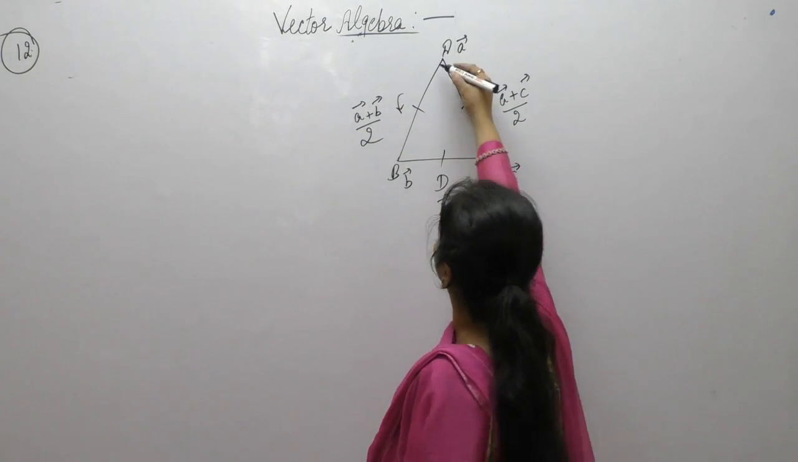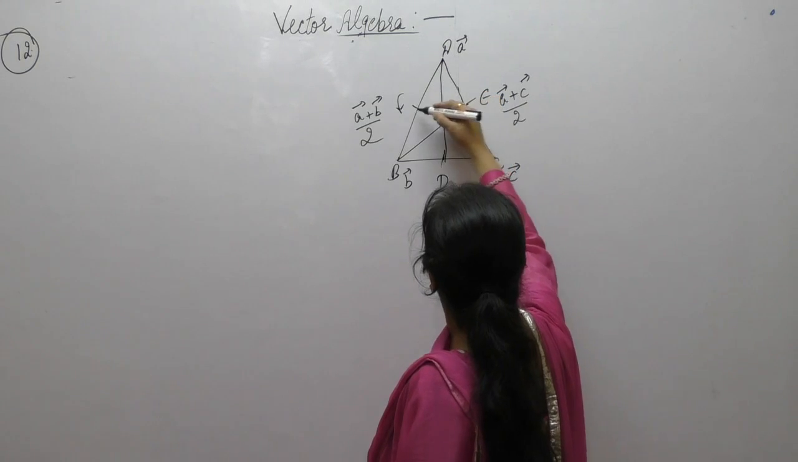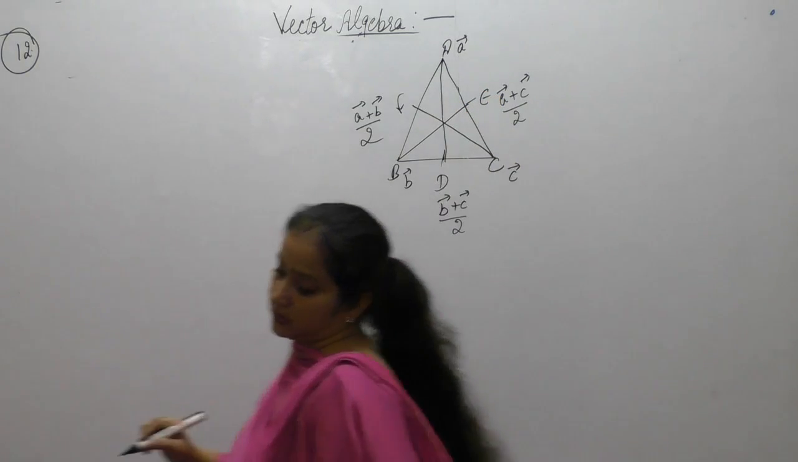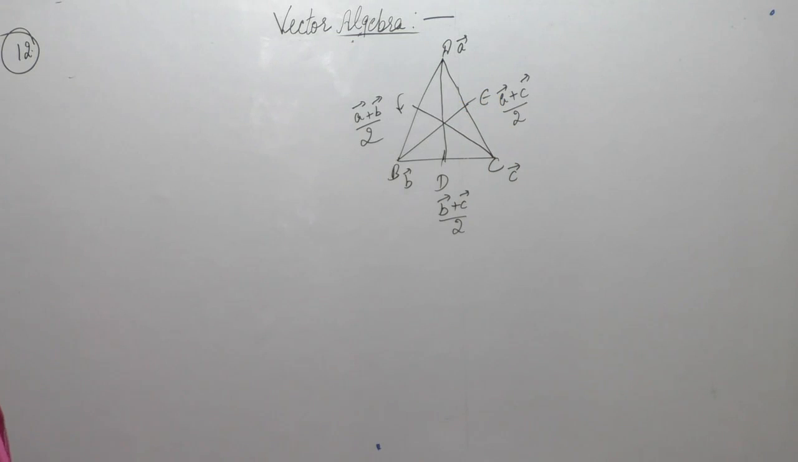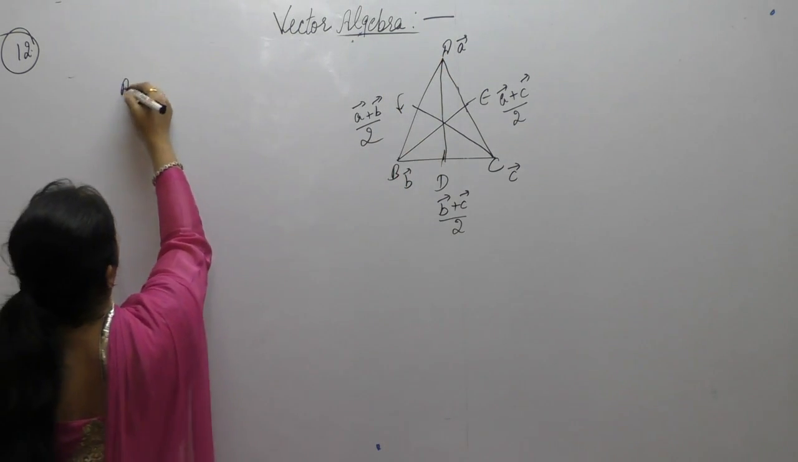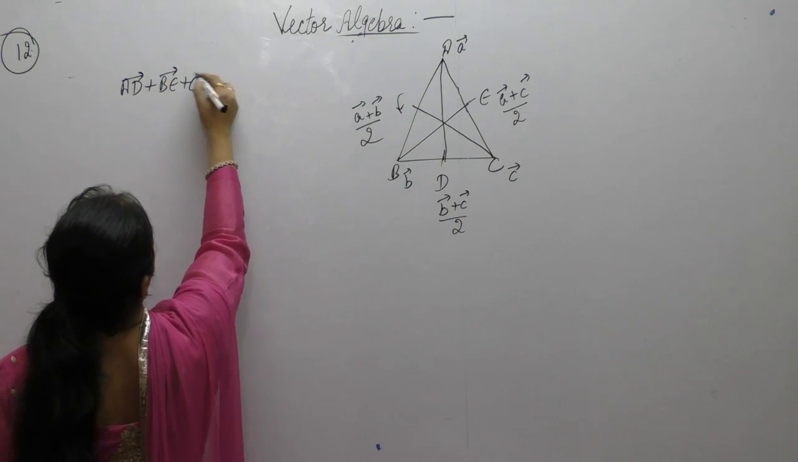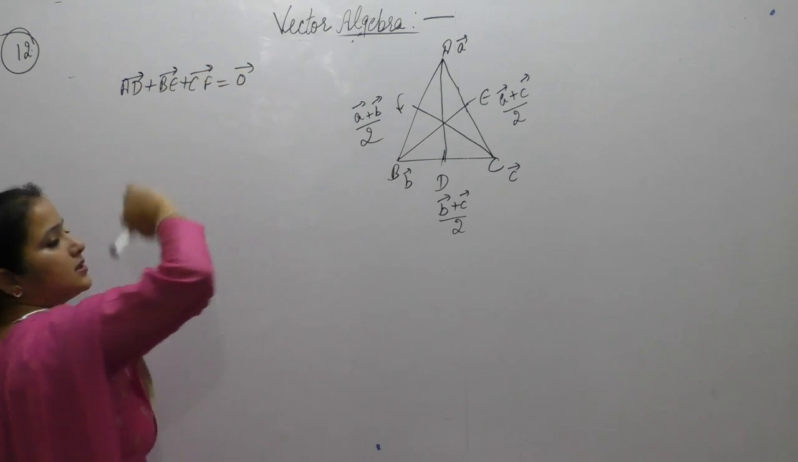Now we have to prove that sum of the vectors directed from the vertices to the midpoint, that is AD vector plus BE vector plus CF vector is equal to 0 vector.